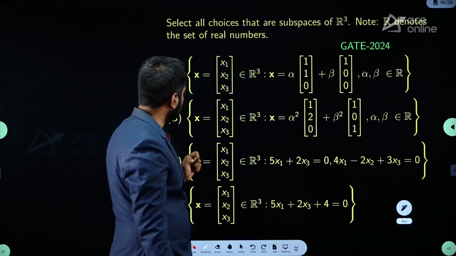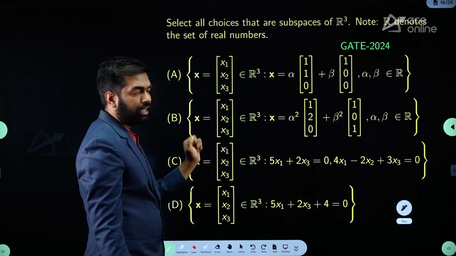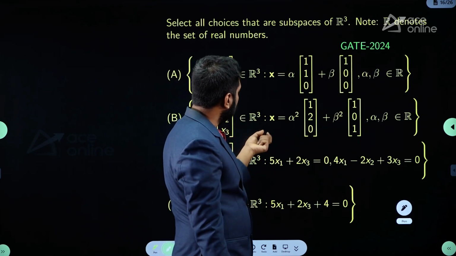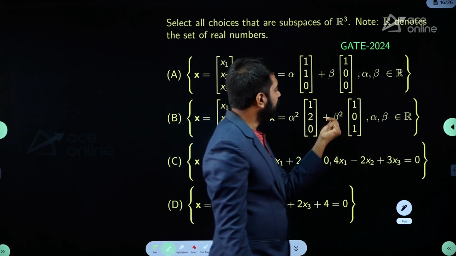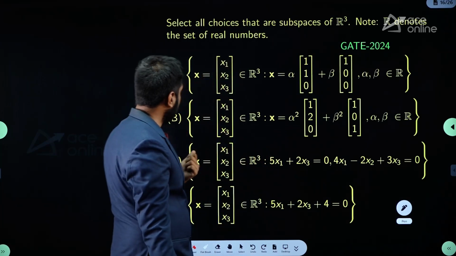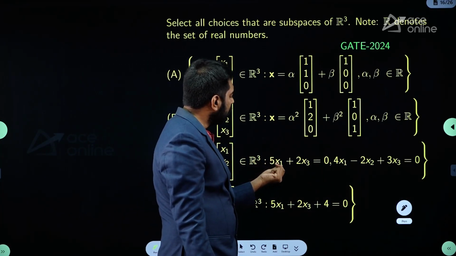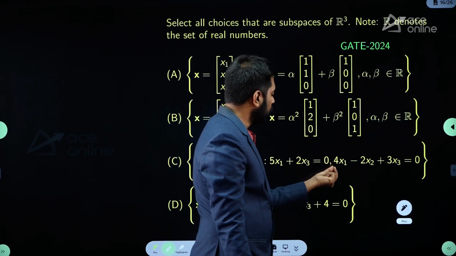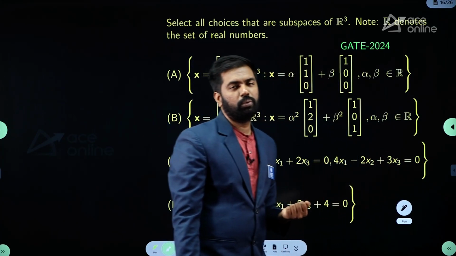Okay, so they described the first set. Let's look at the second option. The second option also contains some set of vectors. How is that set created? That set is created like this: alpha square into (1, 2, 0) plus beta square into (1, 0, 1), where alpha, beta are real numbers. Okay, how is the third set created? It is 5x1 plus 2x3 equal to 0, 4x1 minus 2x2 plus 3x3 equal to 0.